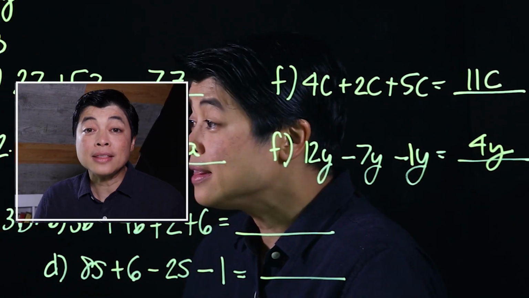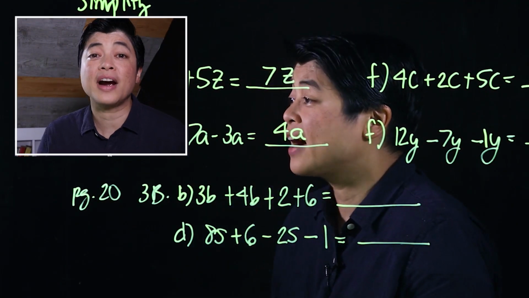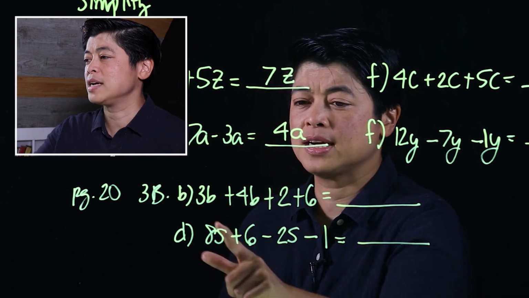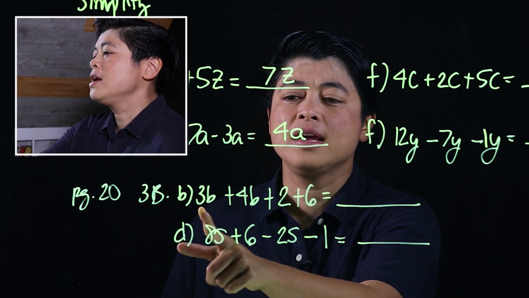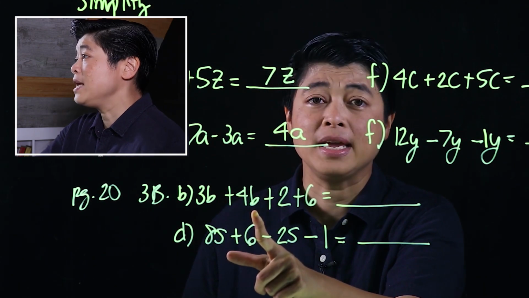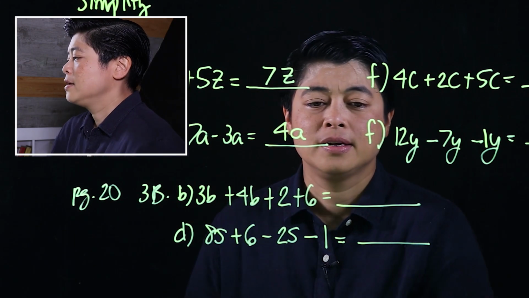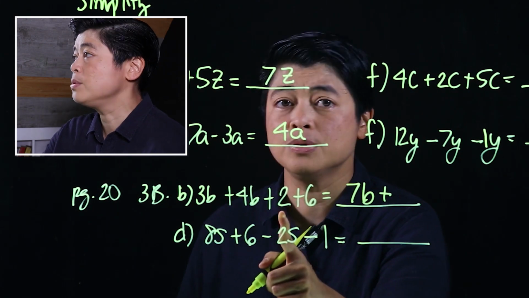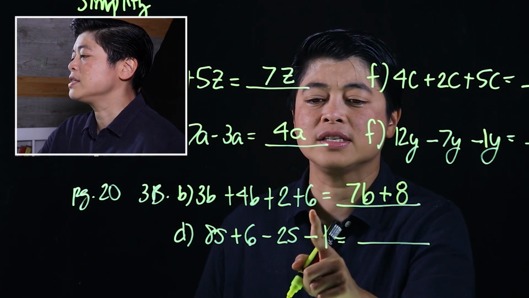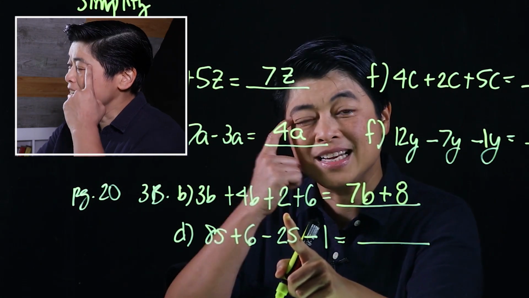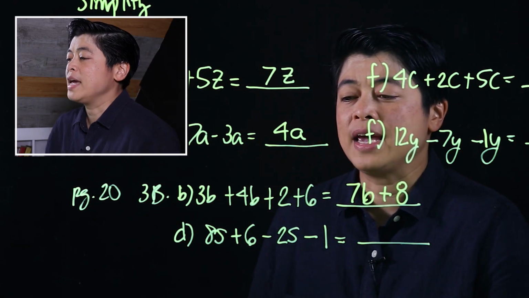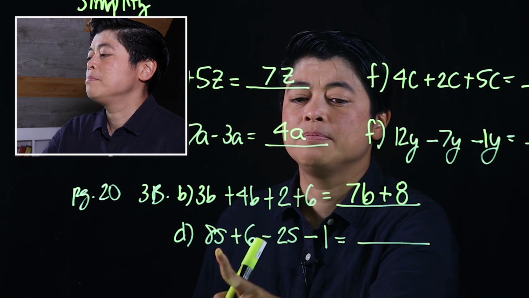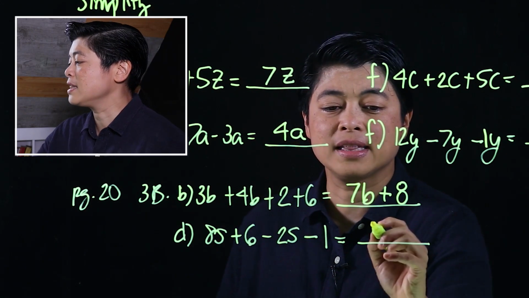On page 20, it's now a combination of variables and constants. So we have 3b plus 4b, that's 7b. Then we can also combine the constants. That's 6 plus 2 is 8. You see, I was consistent. I started with a bigger number. It's easier for the brain cells that way. And finally, in letter D, it says 8s minus 2s, that's technically 6s.